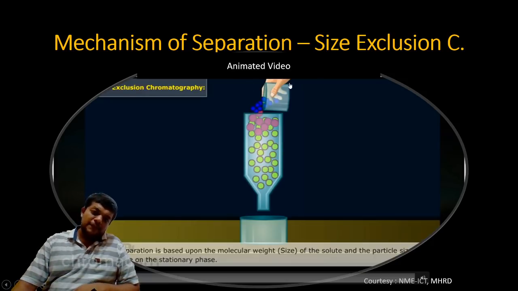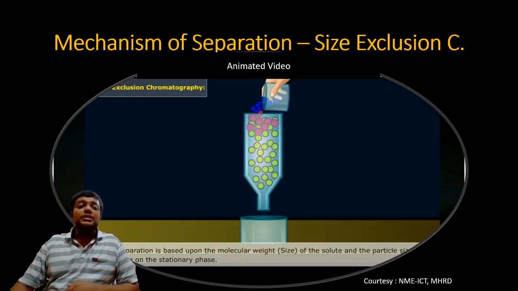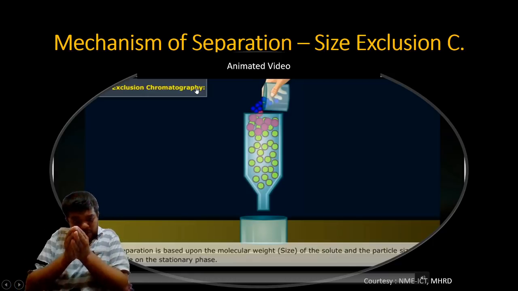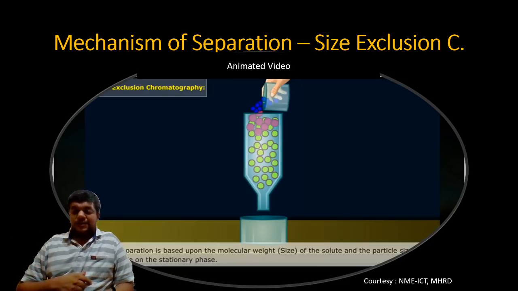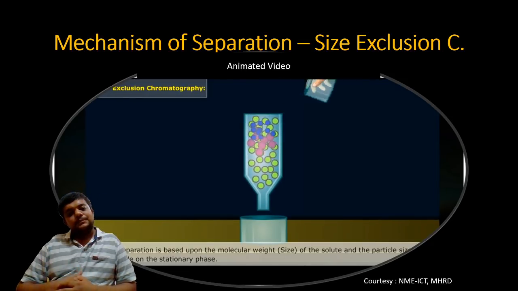You can see from the top, two types of mixture are coming down: a pink ball and a blue ball. Let us see what kind of separation results when these blue and pink components, as a mixture, pass through this column. First we will look at this animation and then we will discuss. Chromatography. The separation is based upon the molecular weight of the solute and the pore size available on the stationary phase.